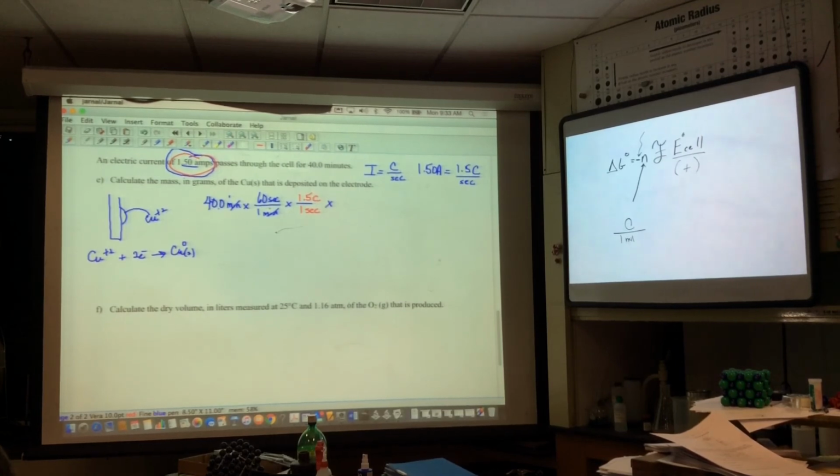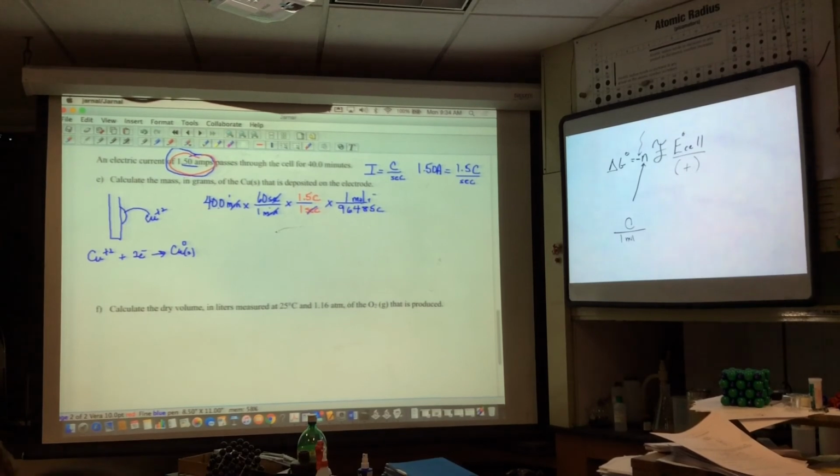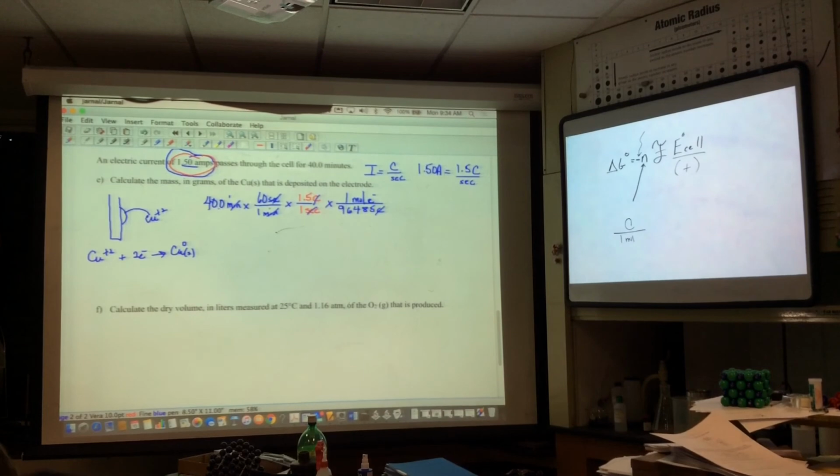So what do we have so far? Seconds are gone. I have total amounts of charge that I got to the cathode. Now, I want to convert this charge to number of electrons. Faraday's constant. Now, Faraday's constant is coulombs per mole of electrons, but I'm going to get rid of coulombs. So 96,485 coulombs per 1 mole of electrons. So now I've got total amount of electrons. Cool.